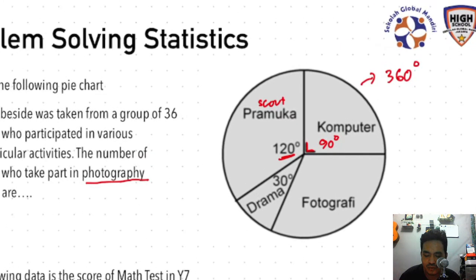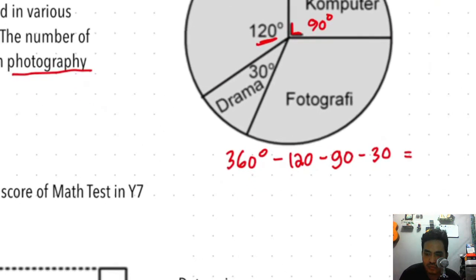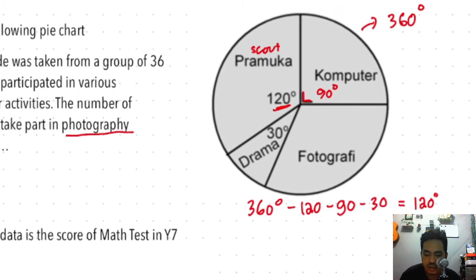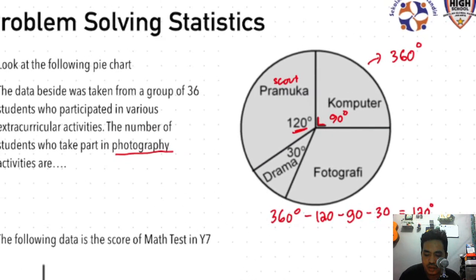And then for photography, we need to find the degree of photography by subtracting from 360 the 120, and 90, and then 30. So the answer is, sorry, I'm going to move it over here. The answer is also 120 degrees, the same as scout.